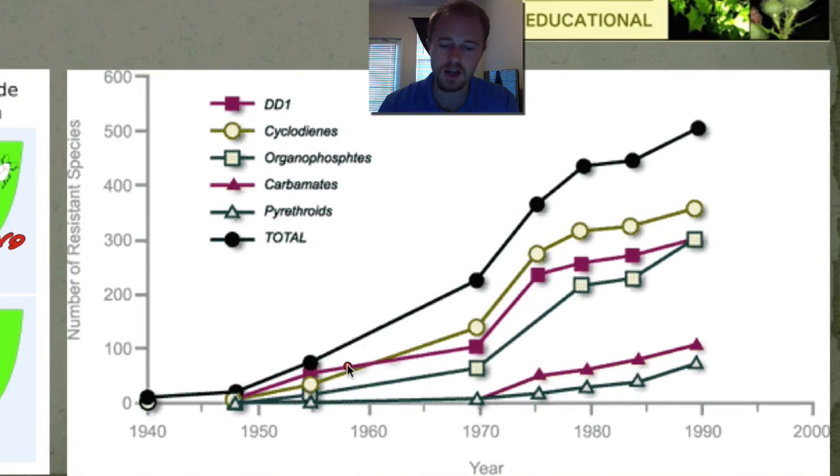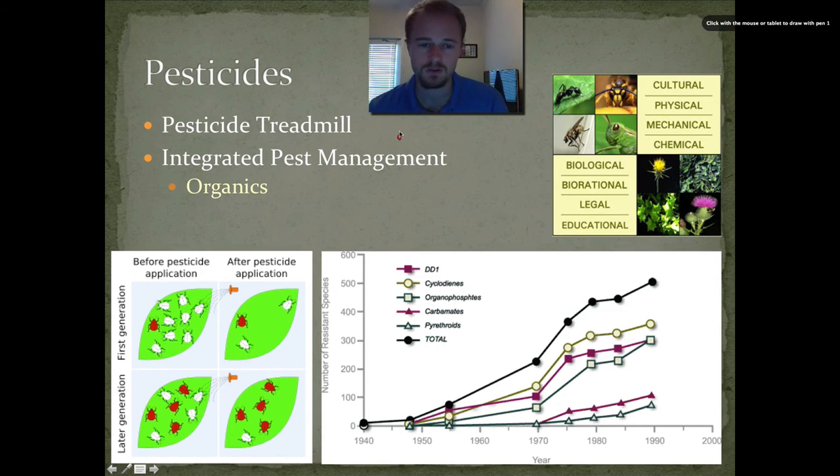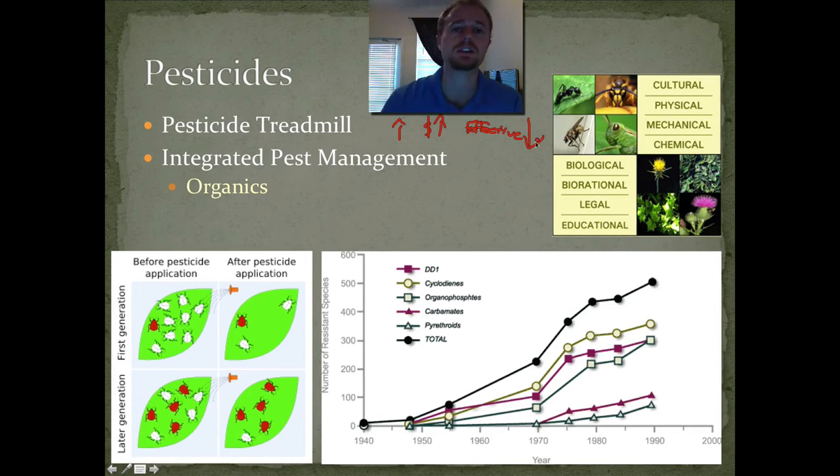So we can see over time, with continuing applications of these pesticides, what happens to the number of resistant species? They increase. So the pesticide treadmill really looks at how use of pesticides will increase. What about the cost? Spending money on pesticides, that's going to increase. But the effectiveness of killing these pests is going to what? Are they going to be effective? No, they are going to dramatically decrease. Pesticide treadmill: increasing use, increasing cost, decreasing effectiveness.